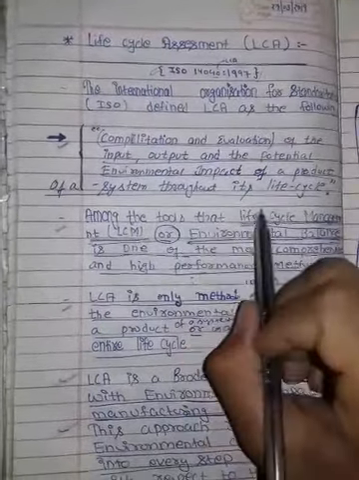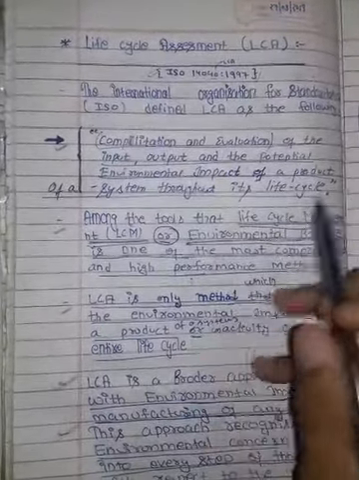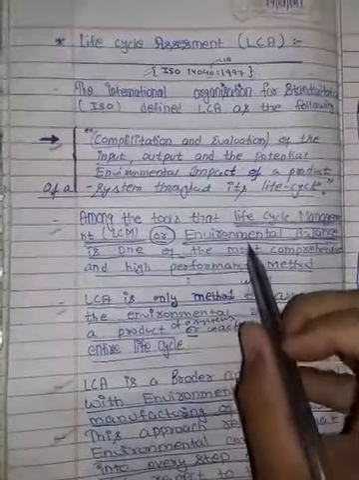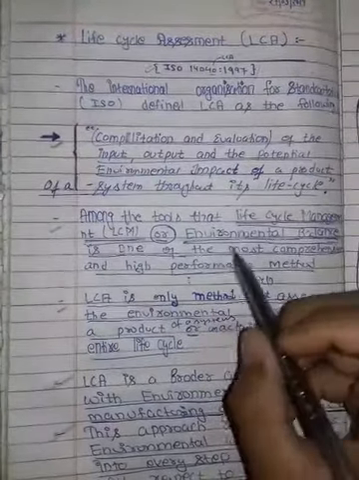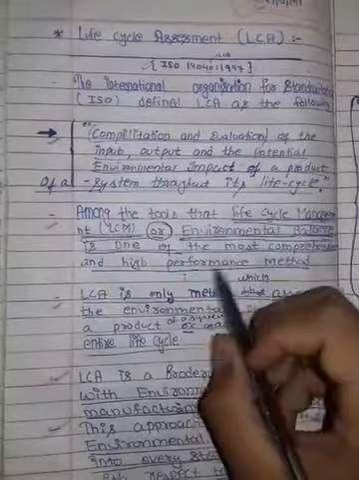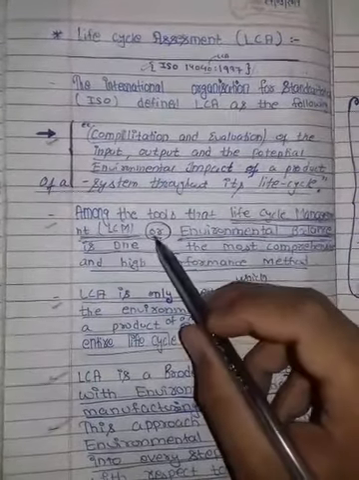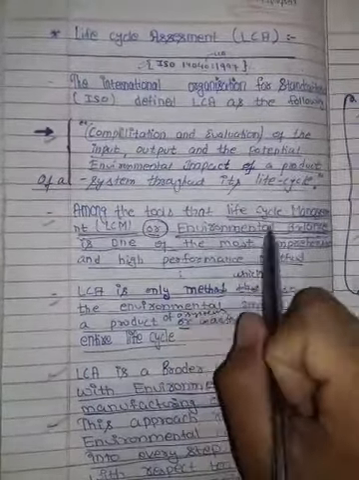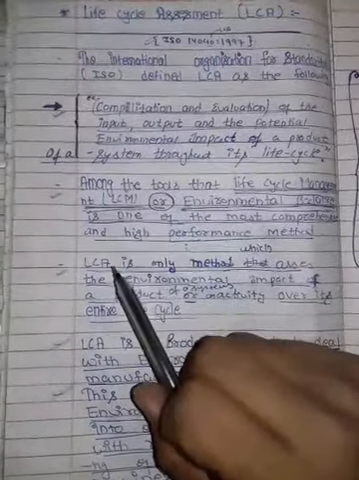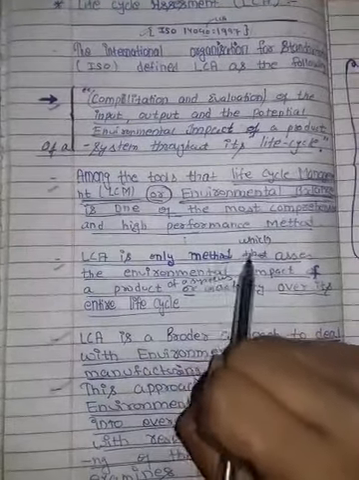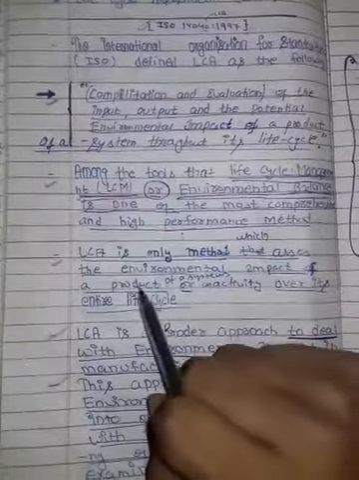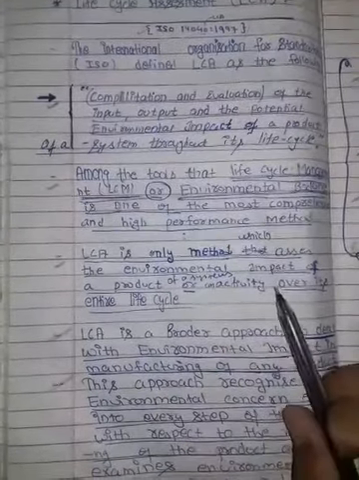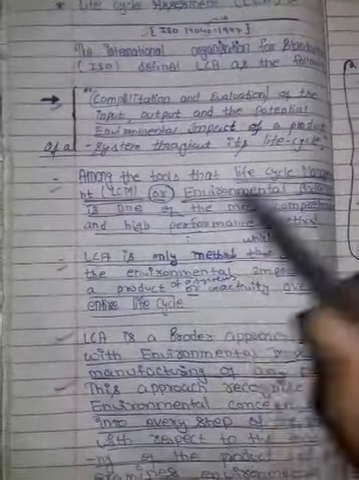Among the tools, life cycle management, or LCM, or environmental balance, is one of the most comprehensive and high performance methods. Okay, so the LCM, that is life cycle management or the environmental balance, is one of the most comprehensive and high performance methods according to the ISO 14040. LCA is the only method that can assess the environmental impact of a product, a system or an activity over its entire life cycle period.